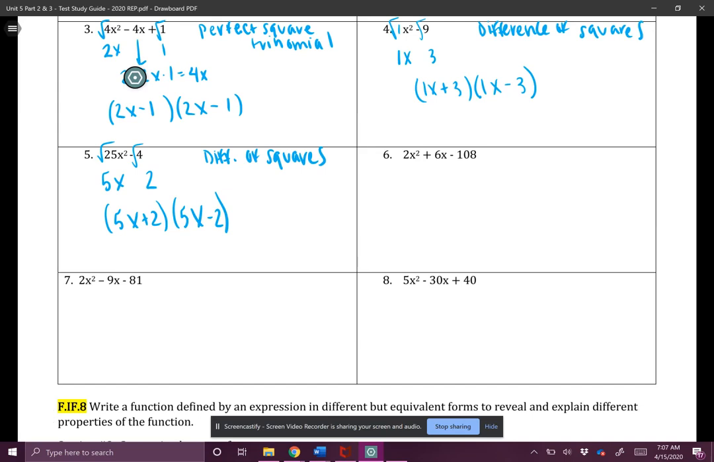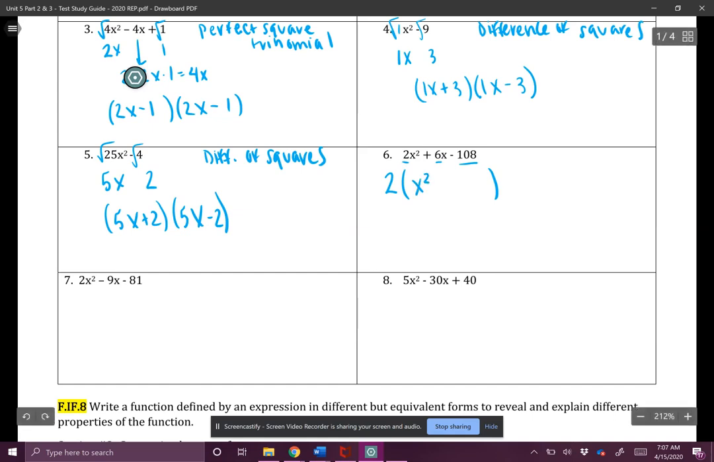All right, number 6. I'm looking at this one, and my first thought is that my a value is not equal to 1. So I'm going to try and factor out the GCF to make sure I get an a value of 1. Just going to simplify my process a little bit. So the GCF between 2, 6, and negative 108 is just 2. So I factor that 2 out of my problem, and 2 times what gives me 2x squared?